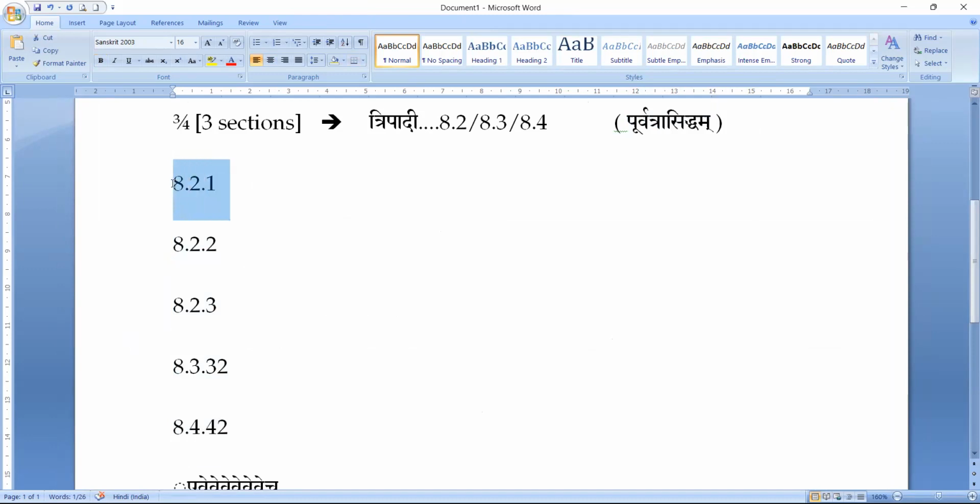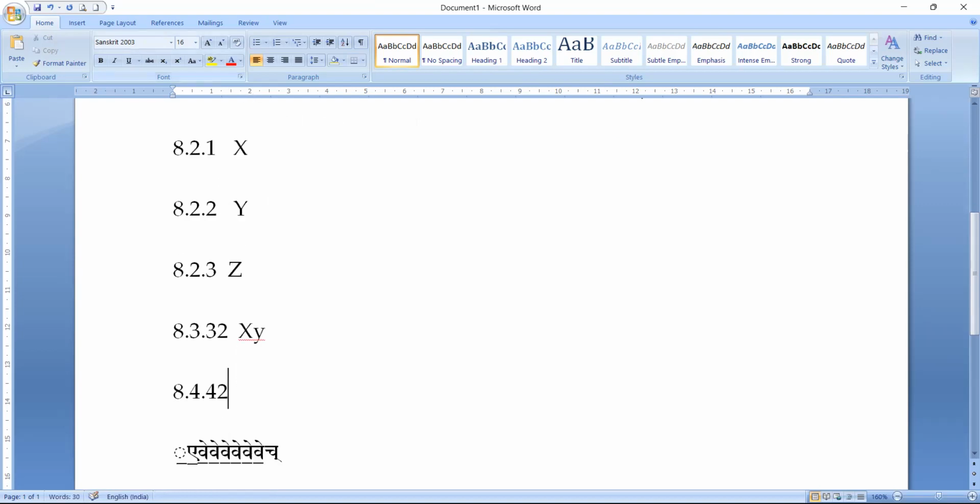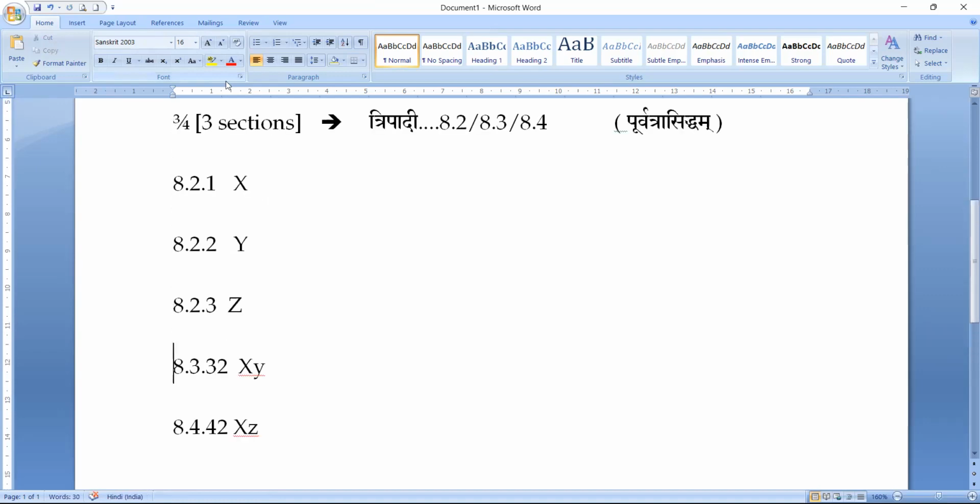After the application of 8.2.1, something happens, it undergoes change. Suppose X is there. X undergoes some change. It becomes Y. Then after the application of 8.2.3, the Y becomes Z. Then 8.3.32, it becomes XY. Then after 8.4.2, it becomes XZ, right? So X has become XZ finally, right?